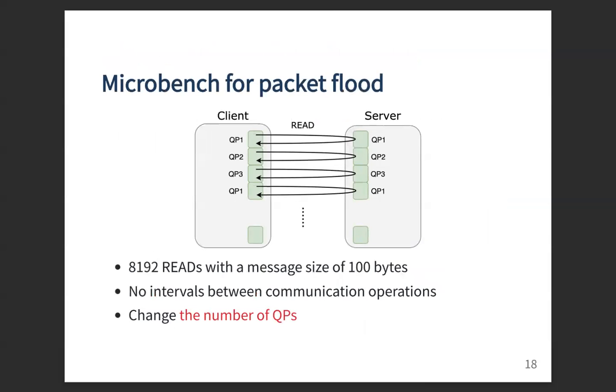This is a microbenchmark for packet flood. This is a similar microbenchmark to the one for packet damming, but there are several different points. First, the number of RDMA read operations is around 8,000 this time. Second, there are no intervals between communication operations. Lastly, and most importantly, we use several queue pairs and change the number of queue pairs.